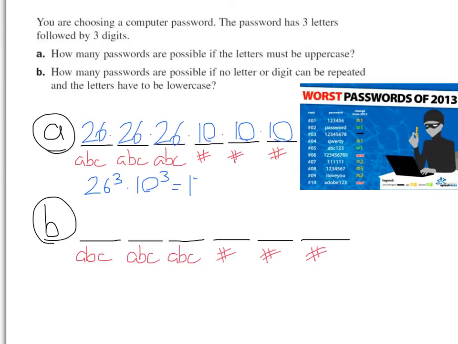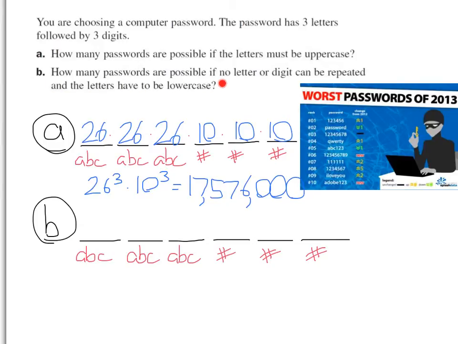How large? This large. In other words, 17,576,000. Wow, that is quite a lot. So by choosing 3 uppercase letters and then 3 digits, you have a possibility of choosing 1 out of 17,576,000 different passwords. Oof.